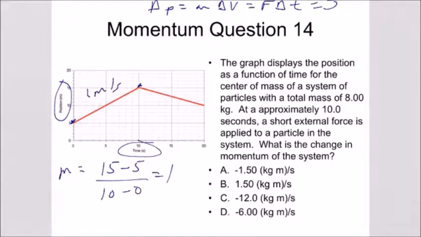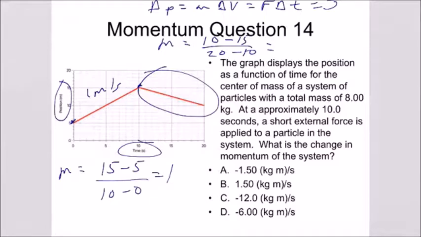We also want to find the velocity in this section of the graph. So again, we'll find slope. At 20 seconds, our y-coordinate is 10. At 10 seconds, our y-coordinate is 15, so we're going to go change in y, 10 minus 15 over change in x, 20 minus 10. So that's going to be negative 5 on top, 10 on bottom. So it's going to be negative 0.5 meters per second during this section.